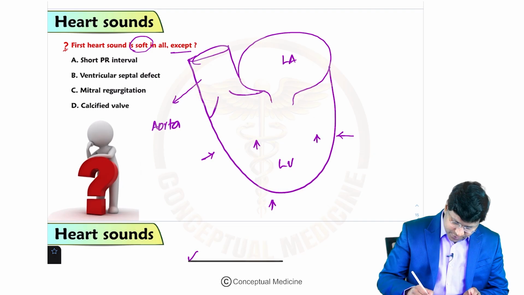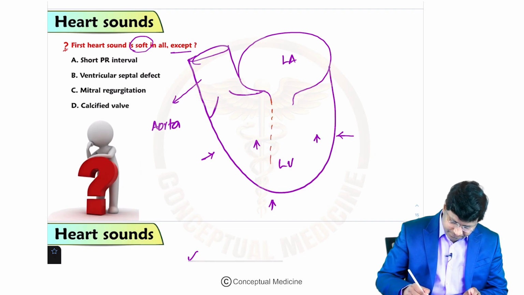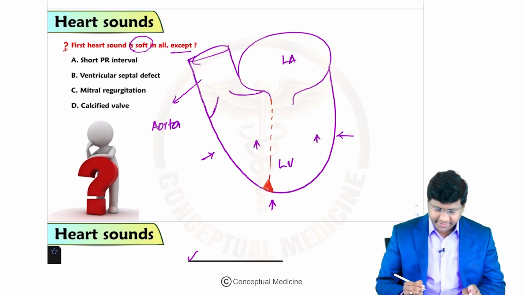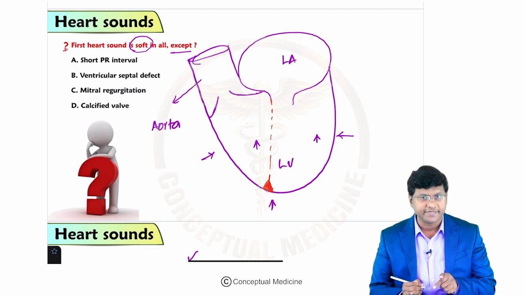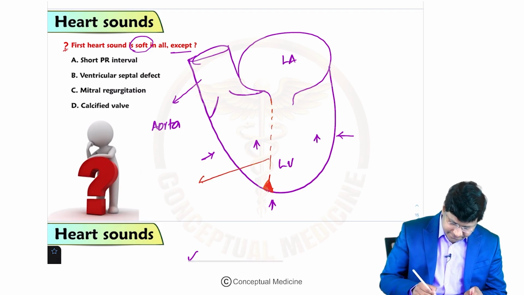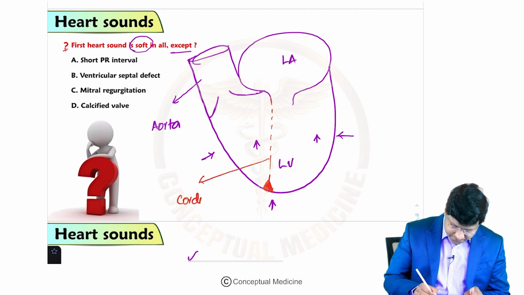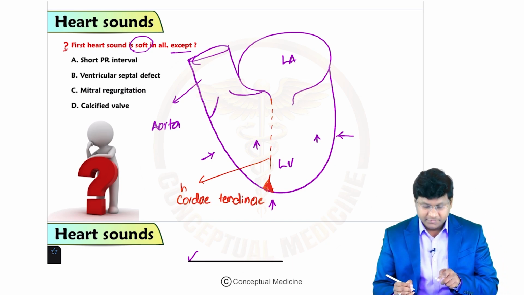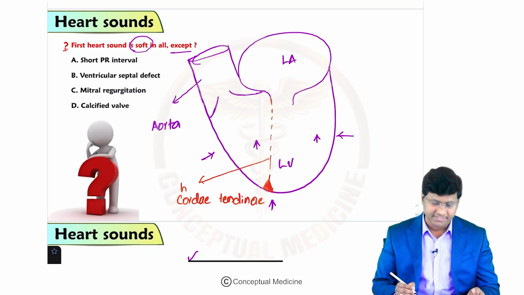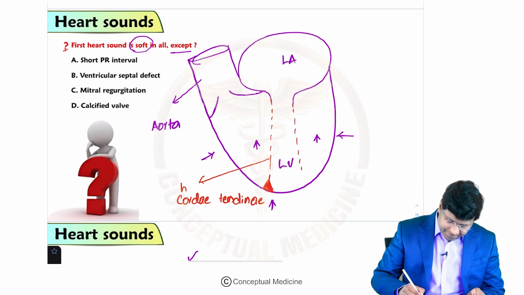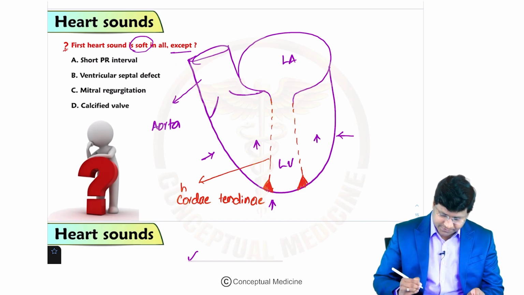This is your mitral leaflets, and this will be your anterior mitral leaflet, which is connected to the papillary muscle. So this will be your chordae tendineae. The chordae tendineae will attach the anterior mitral leaflet to the papillary muscle. Similarly, the posterior mitral leaflet is also attached to the chordae tendineae, and that is attached to the papillary muscles.